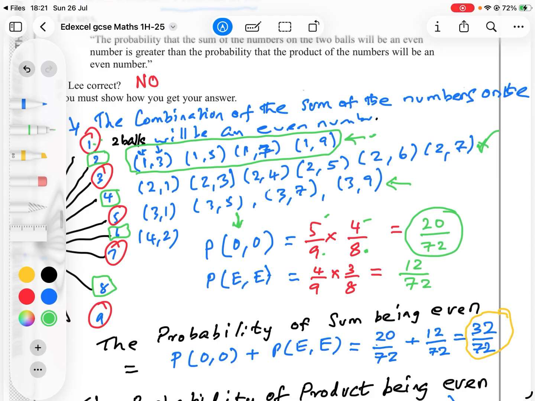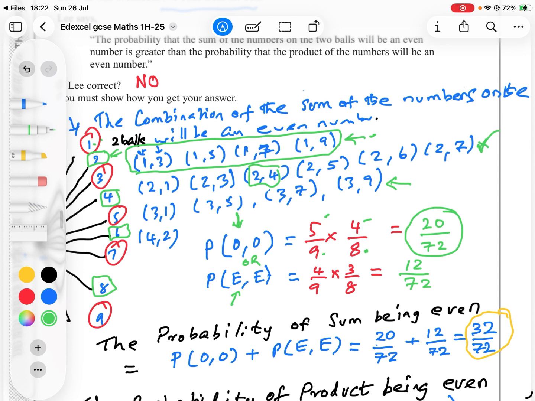Another option: if you take both even numbers, when you add them, it's going to be an even number. For example, 2 plus 4, first ball is an even number, second ball an even number, 2 plus 4, 6. So that also gives you an even number answer. For the first ball to be an even number, how many even numbers did I mark in the green box? 4.